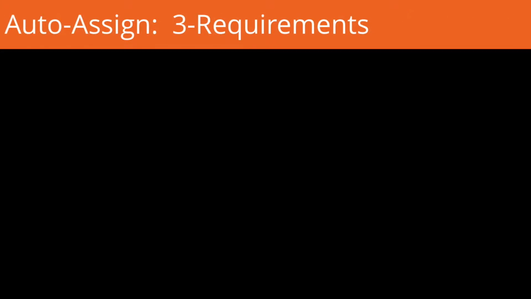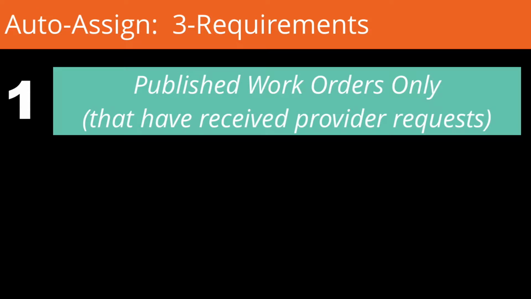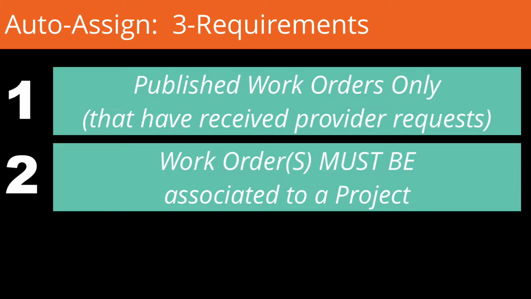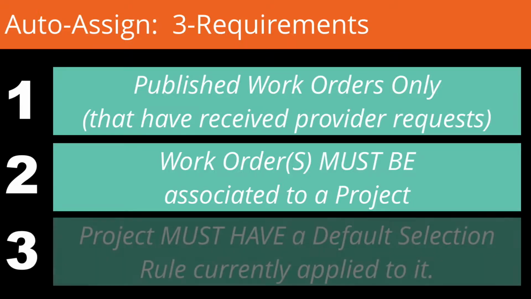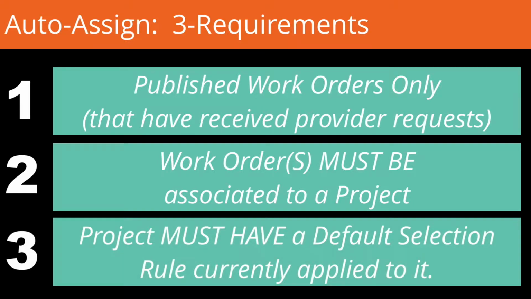There are three important items to remember regarding auto-assign. First off, auto-assign only applies to published work orders that have received electronic requests from providers. It does not apply to routed work orders. Secondly, auto-assign only functions on work orders that have been associated to a specific project. Thirdly, the project that the work order is associated to must have a default selection rule currently applied to it.